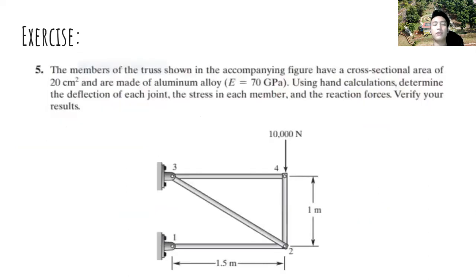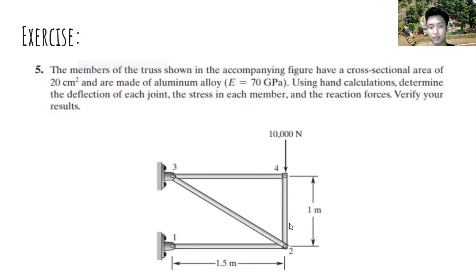So let's jump into our exercise. Here, Irfan Nafis and I choose number 5 as our assignment. Let's read the problem first. The members of the truss shown in the accompanying figure have a cross-sectional area of 20 square centimeters and are made of aluminum alloy with elasticity equal to 70 gigapascal. So here we have the truss image.